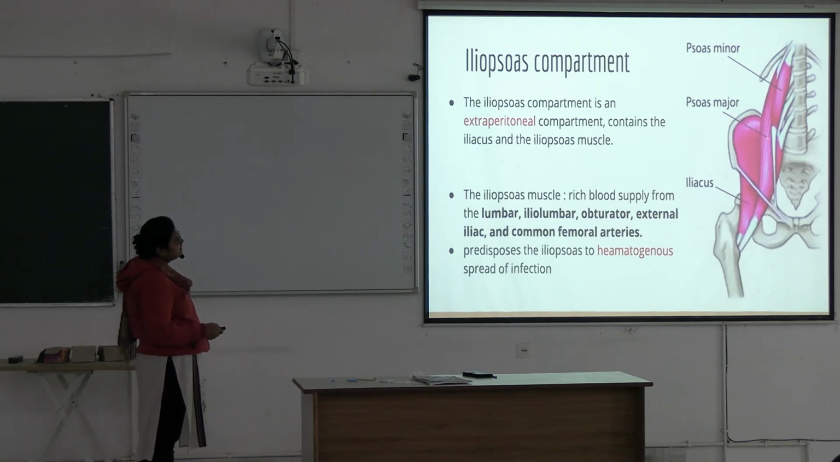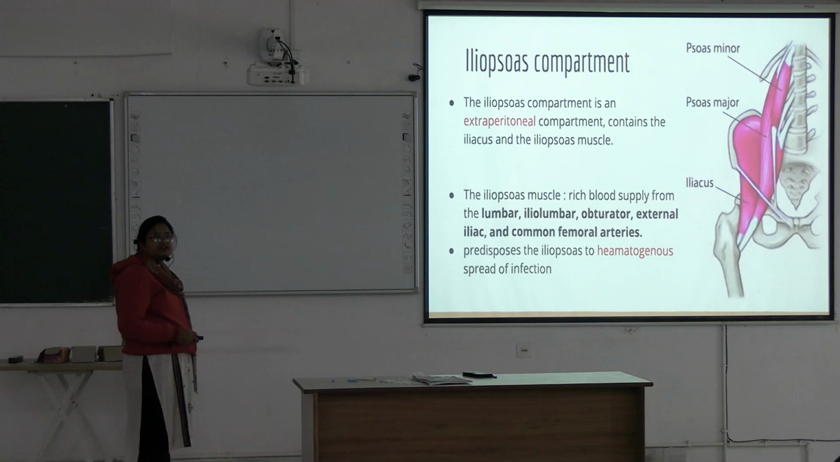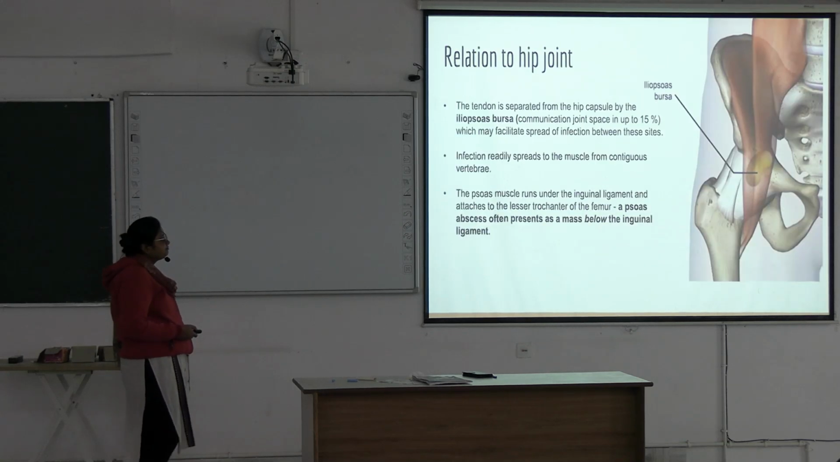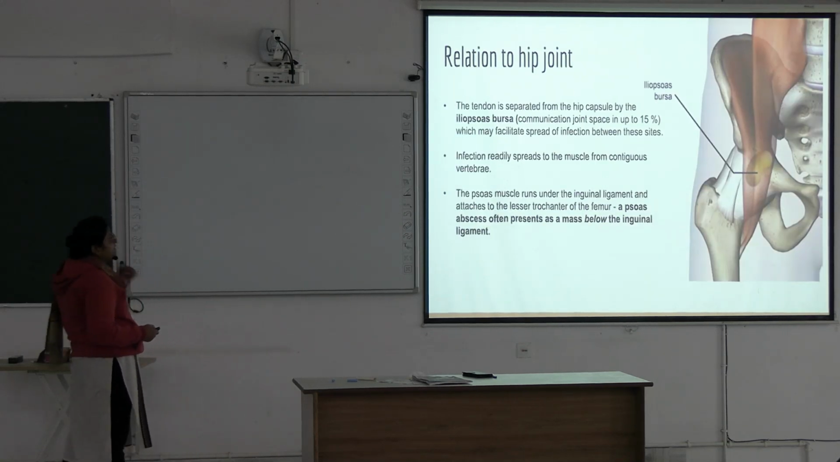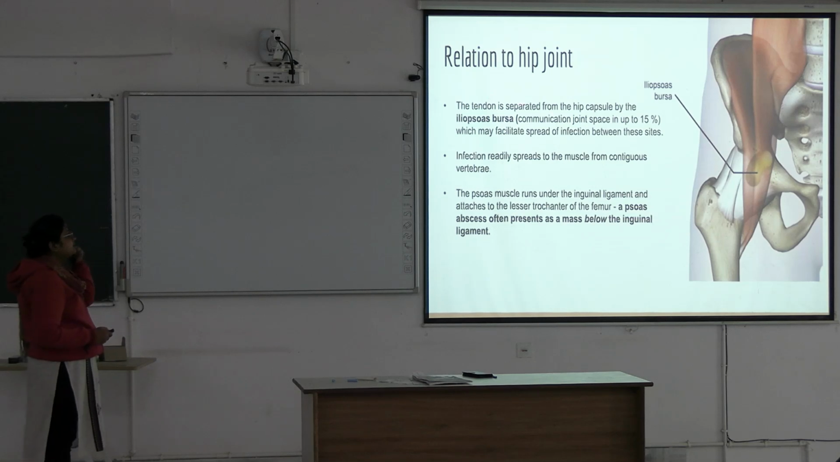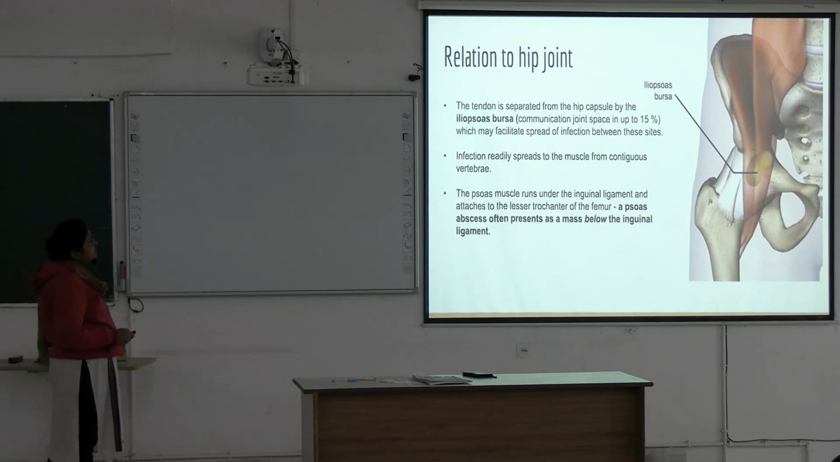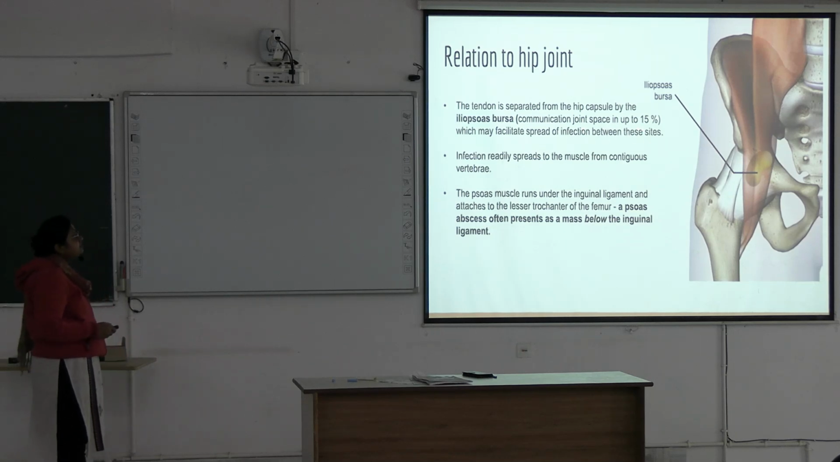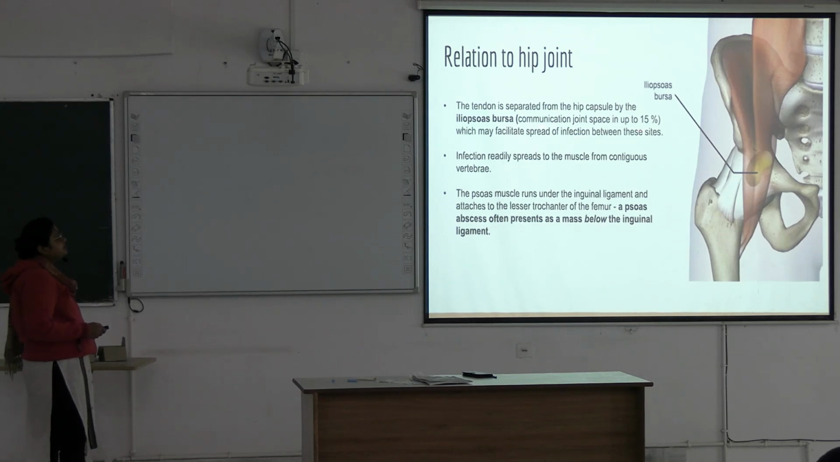All these arteries are supplying the iliopsoas muscle. See here, this is iliacus, this is psoas major. These two are joining to form a common tendon, inserting over this lesser trochanter of the femur. Next, what is the relation to the hip joint? This tendon is separated from the hip capsule by the iliopsoas bursa, which communicates with the joint space in up to 15% of cases, and which may facilitate spread of infection between these two sites.